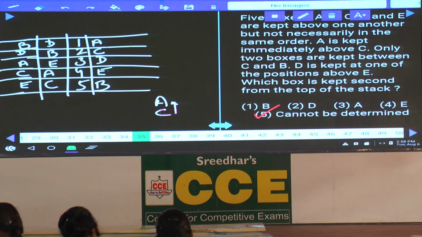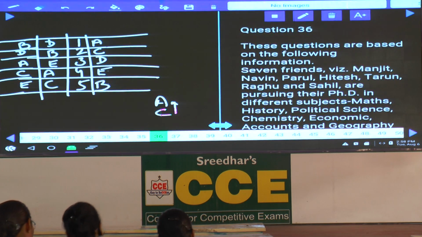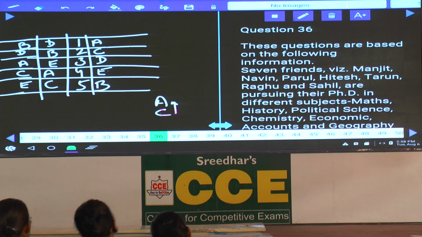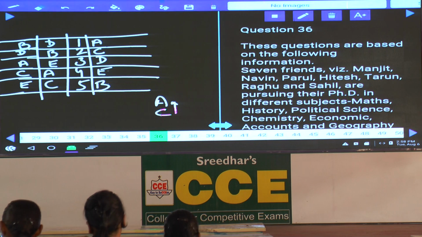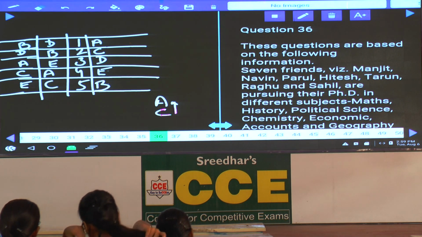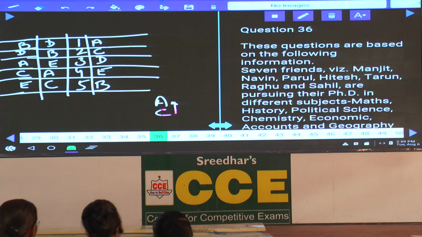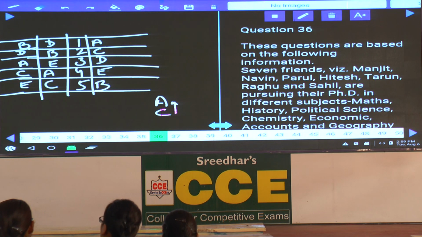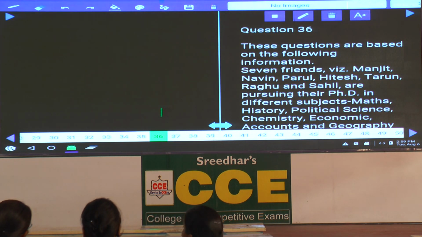This is about question number 31 to 35. Then 36 to 40. Now in this 36 to 40, what is the information provided? Seven friends, Manjit, Naveen, Parul, Hitesh, and so on, seven friends are pursuing their PhD in different subjects, mathematics, history, political science, and so on, but not necessarily in the same order. They study in three different universities. What are the universities? Only three universities. Now seven friends were there, and they were in three different universities, and it comes under which category? As common parameter. As it comes under common parameter, now we need to divide this one according to the parameter, that is universities.